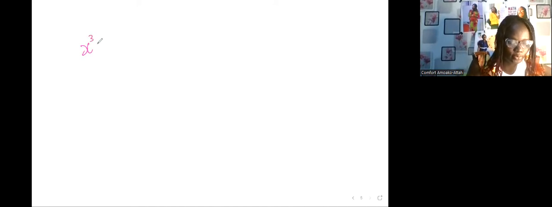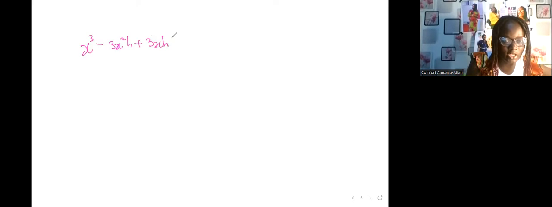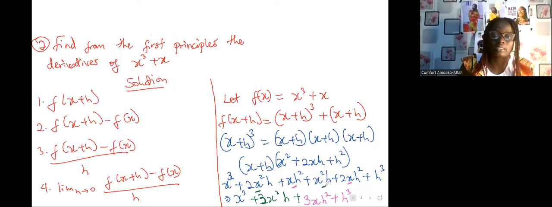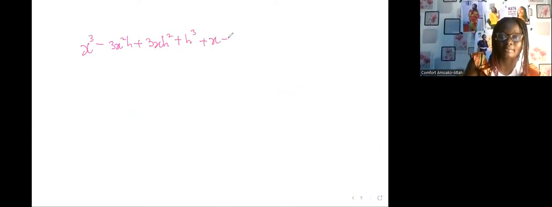So x cubed minus 3x squared h plus 3xh squared plus h cubed, okay, minus what? f of x, that is this one. So this plus this, so add it to it. And so plus x plus h.